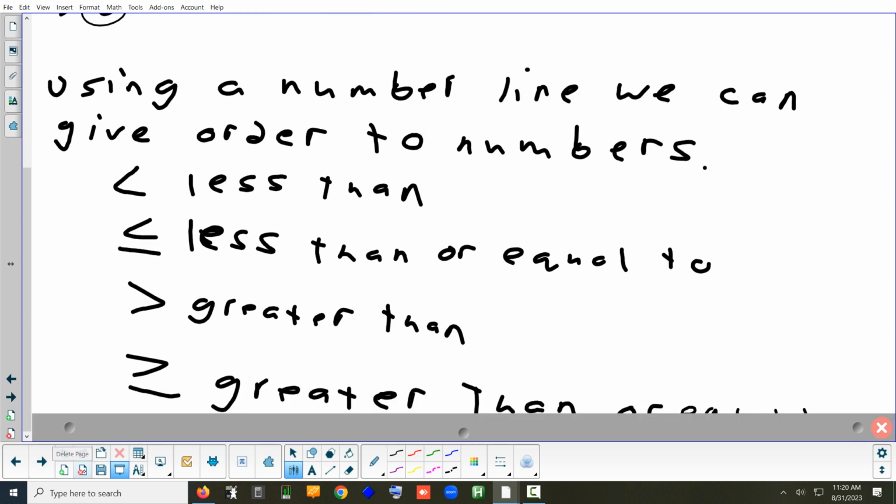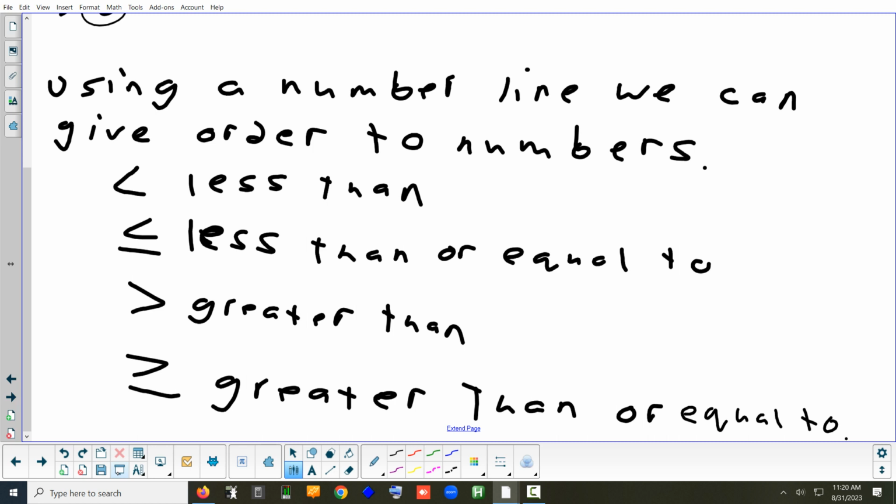Okay, so there's your 4 inequality symbols. And if you already know them, you don't need to write them. But you will have to know them and know how to use them to graph something like x is less than 2 on a number line. So you'll have to know what they mean.